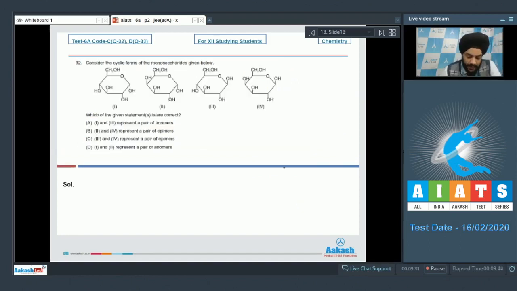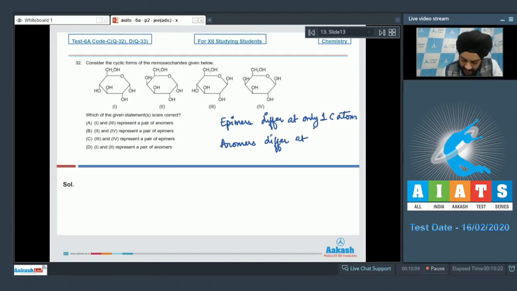Question number 32. Consider the cyclic forms of the monosaccharides given below. So we have been given 4 different diagrams, students. The examiner seems to be interested in the relationship between these given compounds. That is, whether the compounds are epimers or anomers. Okay, so first if we talk about these epimers and anomers, students, we know that epimers differ at only one carbon atom. Whereas if we talk about anomers, the difference has to be at the carbonyl carbon. Now let us look at the options which are given to us.